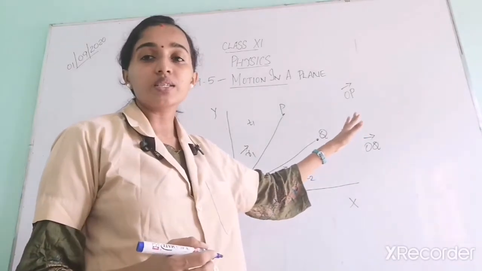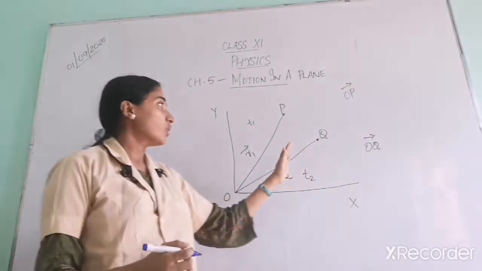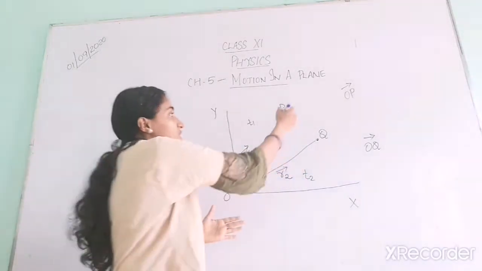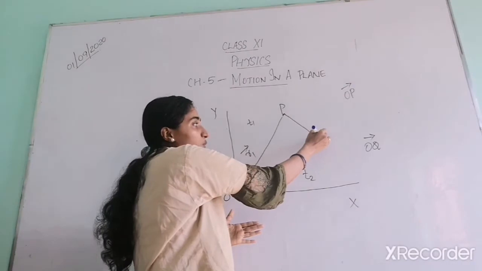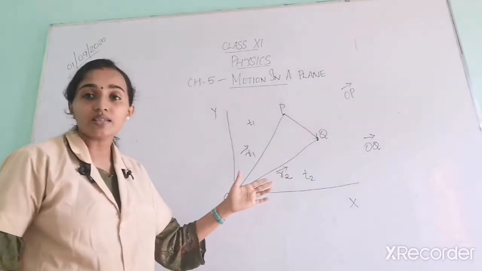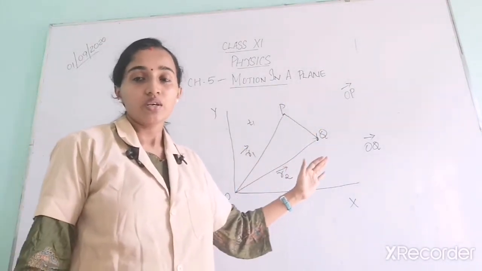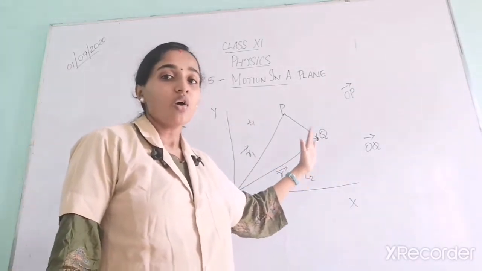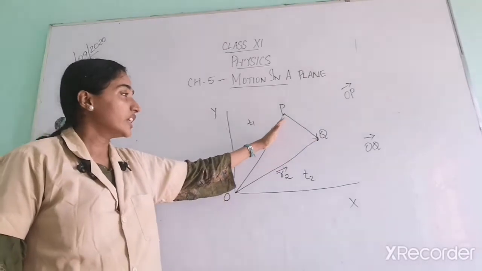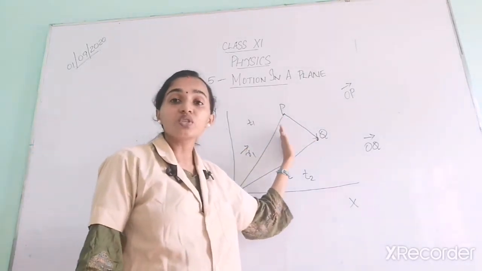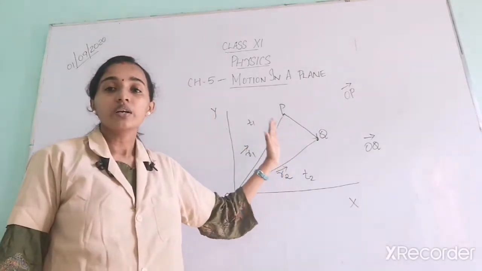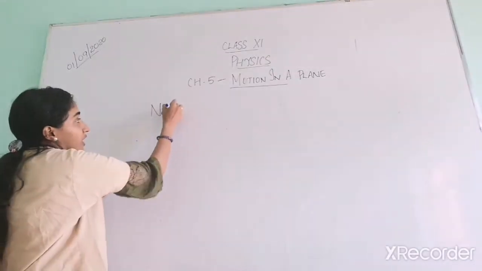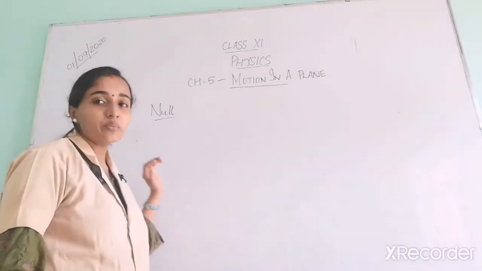Now we want to know what a displacement vector is. The displacement vector means the difference between the initial and final position vectors. You call it the displacement vector. So what is a displacement vector? The difference between the initial and final position vectors will give you a displacement vector. It's a zero vector or a null vector. Okay. Now what do you mean by a null vector?